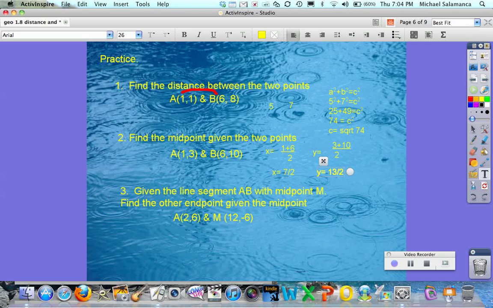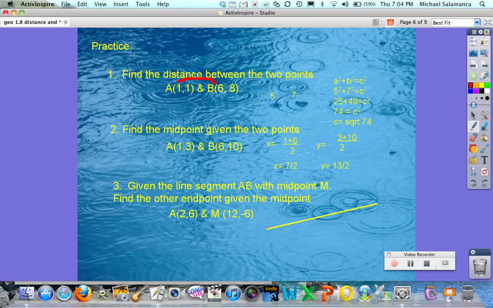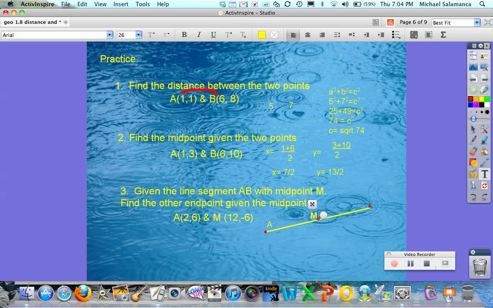Number 3 is a little bit spicier. It says, given the line segment AB with midpoint M, find the other endpoint. So in this instance, I'm actually going to draw a picture because I think it might be easier to see. Here we have a line segment, and we have these points, A, M, and B. I just drew the line arbitrarily, without really looking at the points at all, because it doesn't matter; it just helps visually. So we have 2, 6 for point A, and M is 12, -6, and we're trying to find the other point.